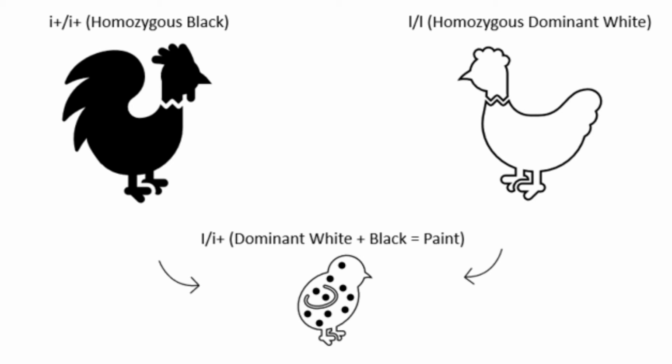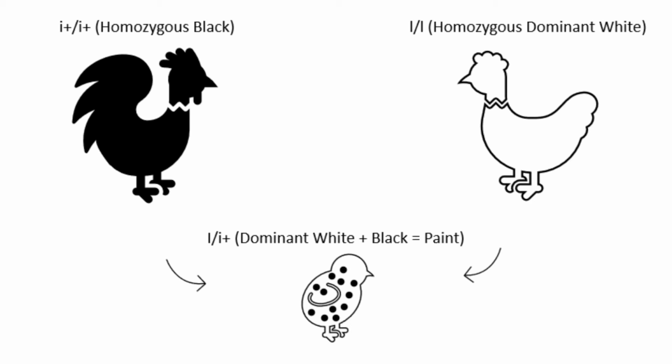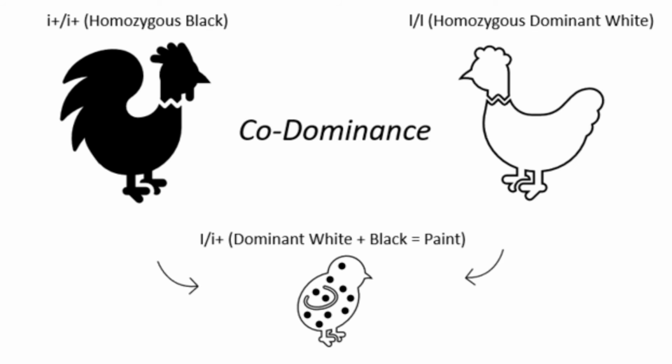For example, let's take a look at paint. Paint is 1 copy of dominant white and 1 copy of black. As you can see, this paint silkie here has black and white feathers. Since there are black and white feathers present, we know that this is co-dominance because both genes are expressing themselves. Had it been incomplete dominance, this bird would have been gray.